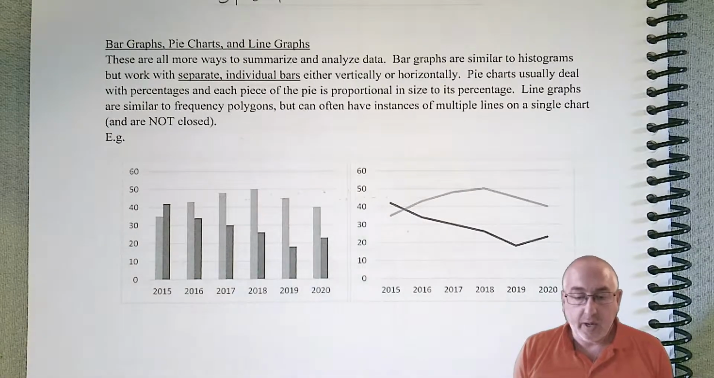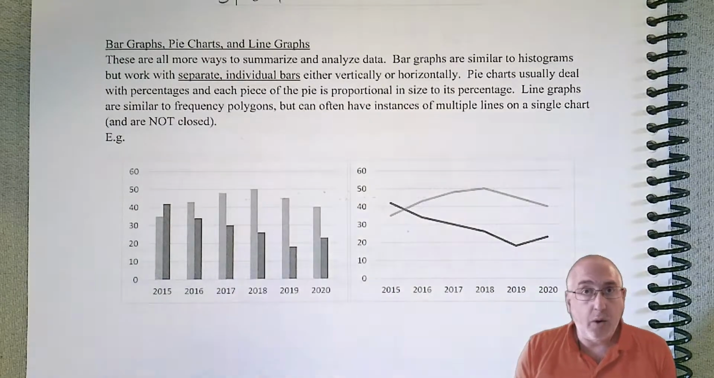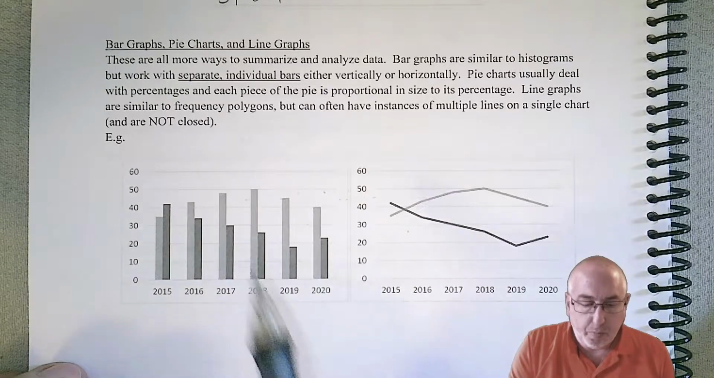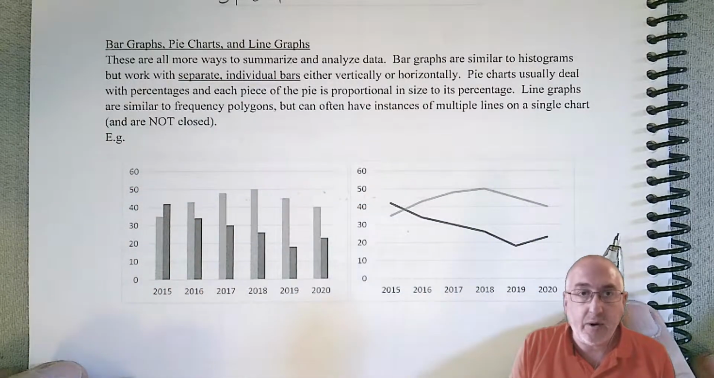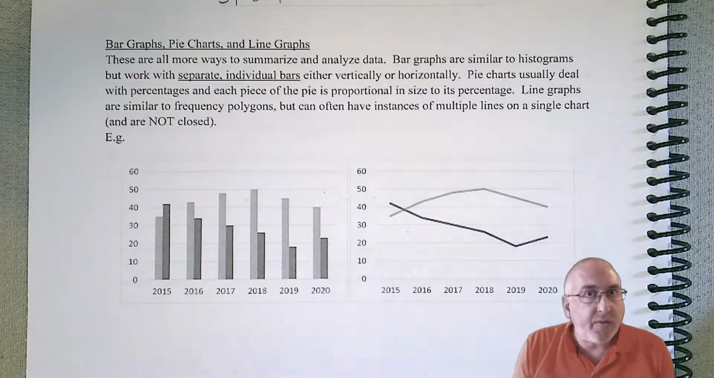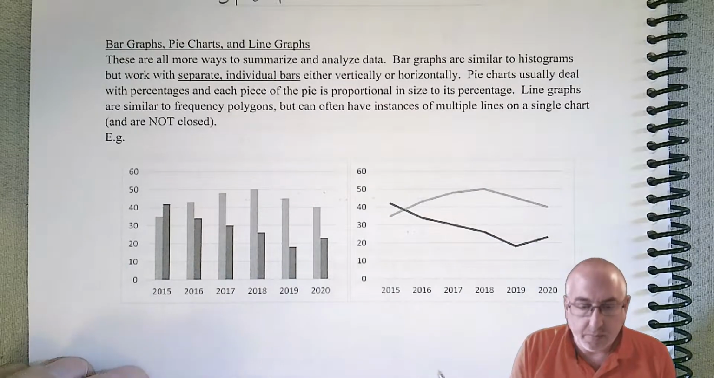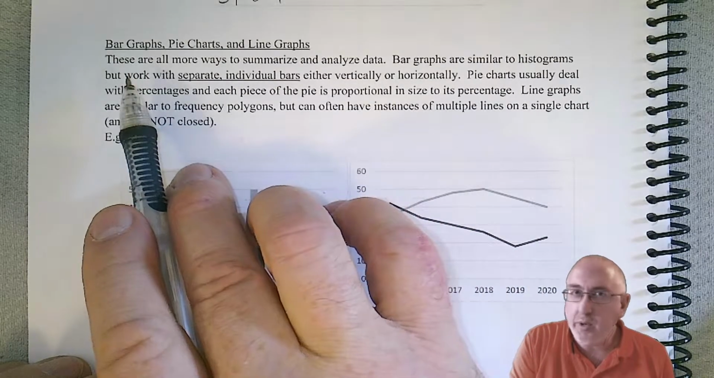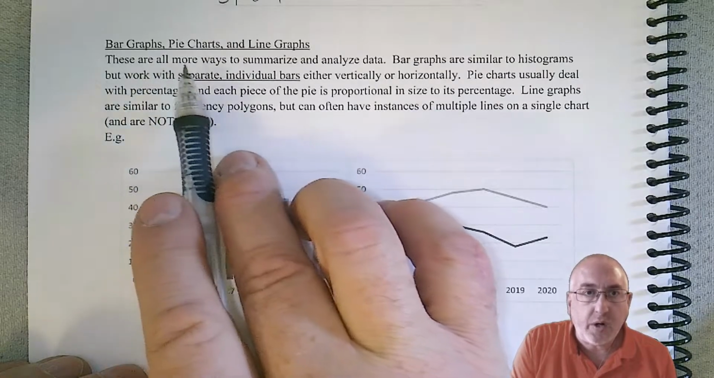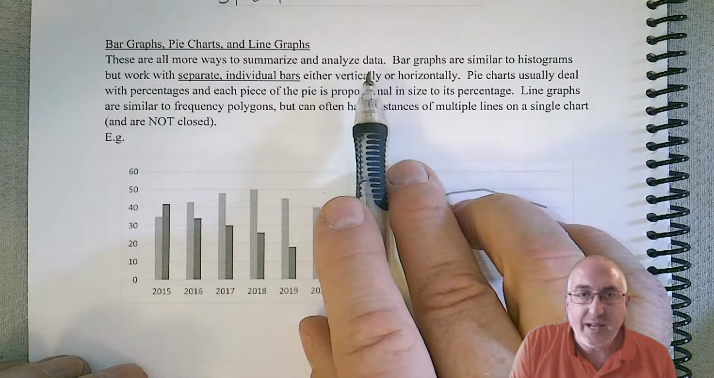So we just got done looking at stem and leaf displays. Now we're going to transition into bar graphs, pie charts, and line graphs. We've kind of hinted at these before, but we haven't formally defined them. So let's take a look and see what the differences are. These are all more ways to summarize and analyze data.